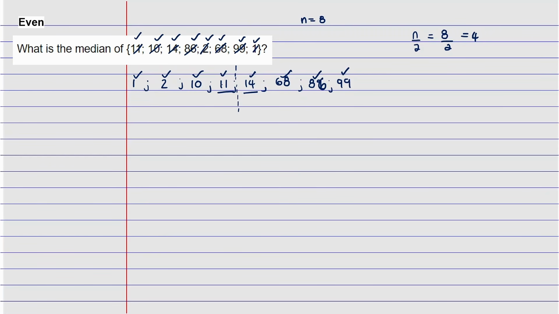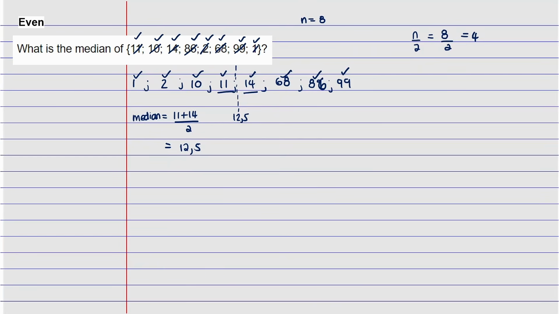It's in between 11 and 14. To find that, we're just going to take 11 plus 14. So the median is equal to 11 plus 14 divided by 2, which is going to give you what? You're going to get your answer as 12.5, which makes sense. 12.5 is definitely between 11 and 14. And that's how you will find the median if you are given even terms.